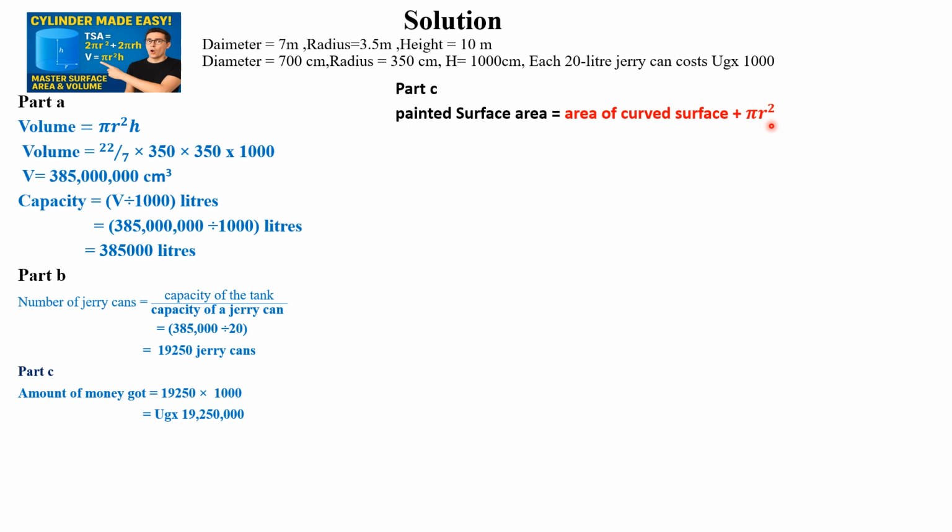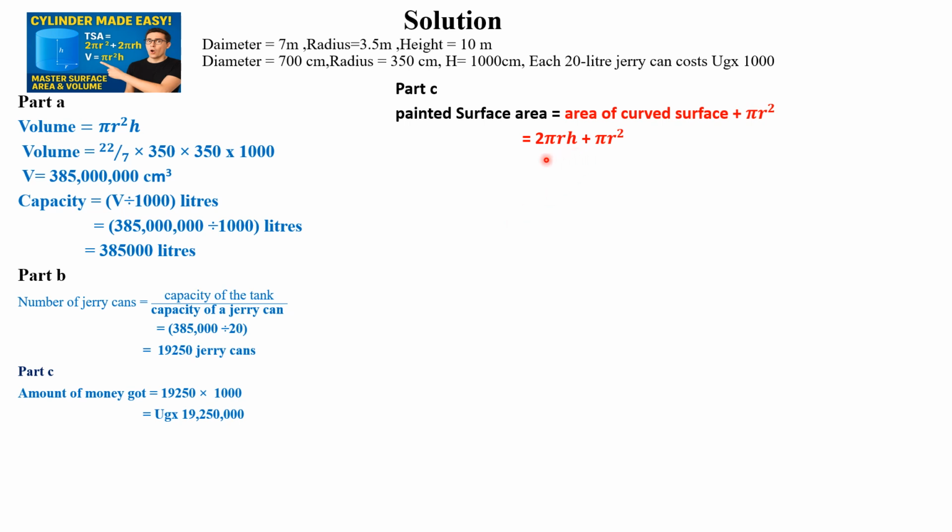Because when a tank is sitting on the ground, we don't paint that part, but we paint the curved surface and also the top circular part, or the cover of the tank, but we don't paint its circular base at the bottom. So that's why you are seeing me now considering only one circle, as we had said.